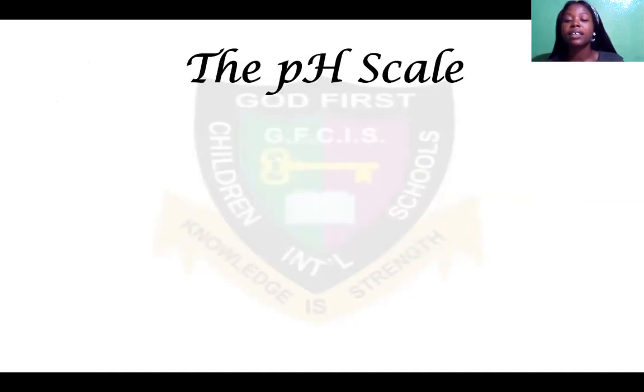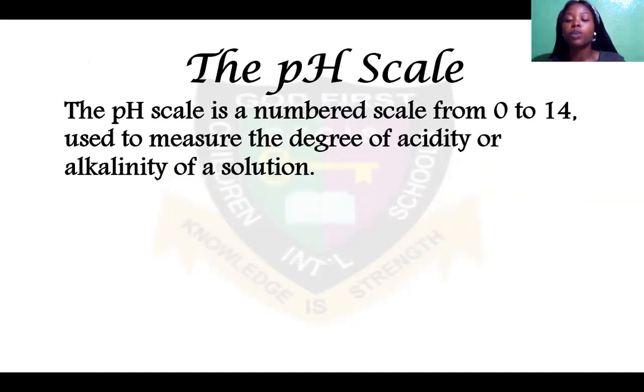The pH scale is a numbered scale from 0 to 14 used to measure the degree of acidity or alkalinity of a solution. Something important to note here: when you see the word pH, the p is in small letter and the H is in capital letter, so make sure that when you are writing it, the p is in small letter and the H is in capital letter. It just means power of hydrogen or potential of hydrogen. We use that p to represent what the actual meaning is.